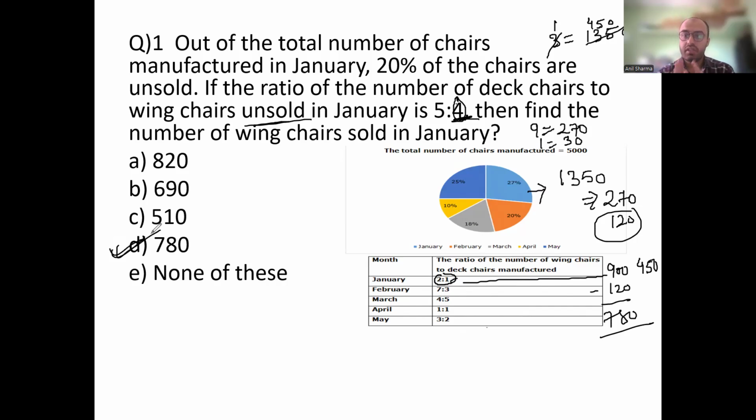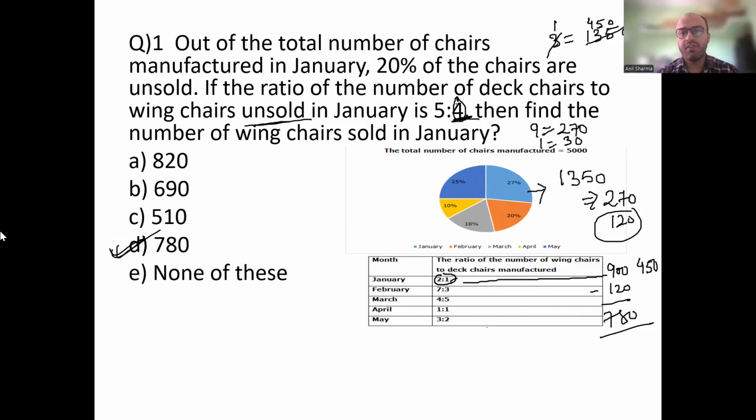So this is what the DI is. See how we have to be very quick here in the solution. Once you have the clarity, you can do it as quickly as possible. We have to be very quick here, right? So the right answer for this question is 780.